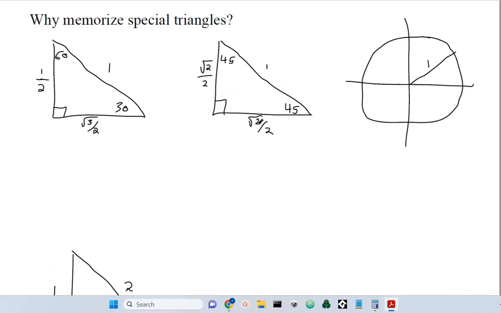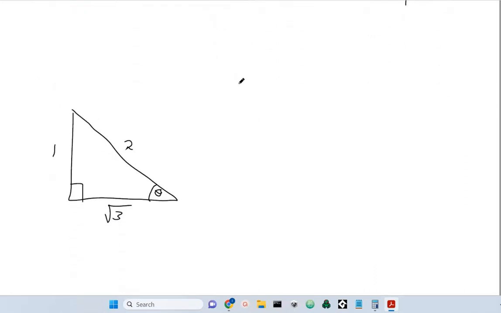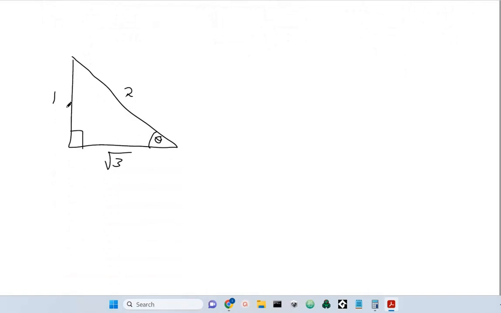Sine of pi over 4 would still be square root of 2 over 2, even if it wasn't this special triangle. Because look down here. I drew another triangle. This has measurements 1, 2, square root of 3, and let's say we want to know what angle theta is. You could use any of the 3 basic trigonometric functions, and I'll just use sine of theta. Sine of theta is whatever is opposite of theta, which is 1, divided by the hypotenuse of the triangle, which is 2.